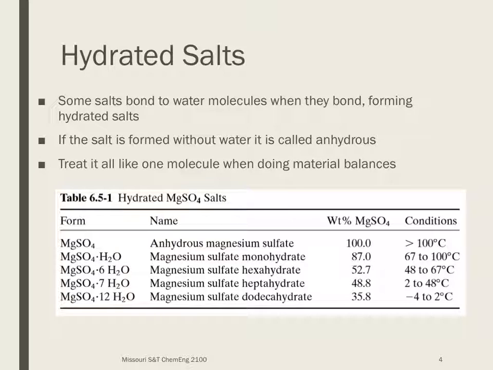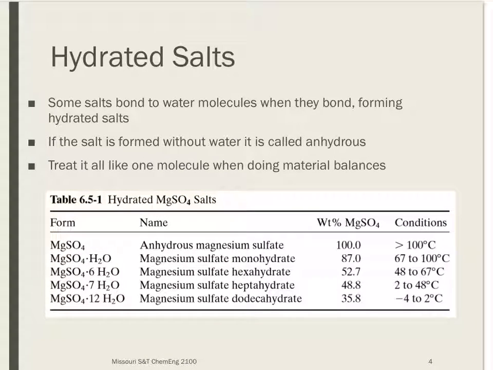There are going to be certain structures and clusters that are going to be common for certain chemicals based on their molecular structure. When you're doing material balances, you treat it like a single molecule. So if you have one of these hydrated salts, and so here I've got the example for magnesium sulfate salts, you can have the form that has no water molecules. That's called anhydrous magnesium sulfate. Okay. And it's all magnesium sulfate, and if there is any water present, it's just going to be free floating. It's not going to be bonded to it.